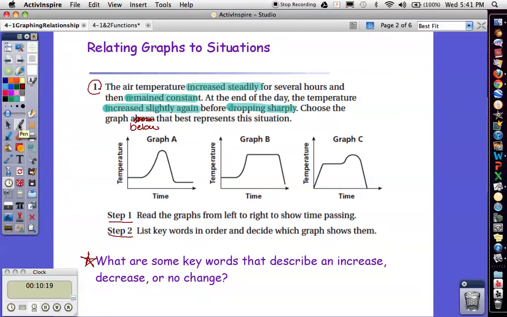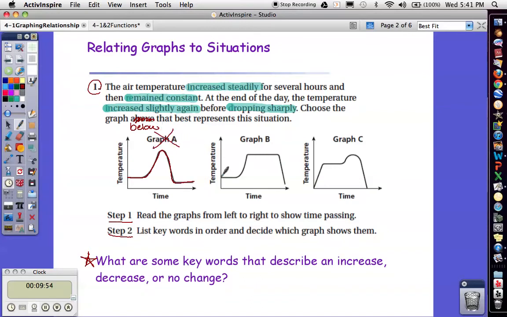Take a moment, just read your highlighted words, and then read your graph from left to right. See which one of these graphs match. If I read this graph from left to right, I'm seeing that, okay, I remain the same, then I increase, then I decrease, then I remain the same. I have to start by remaining the same. Is that what I see here? No. It can't be graph A.